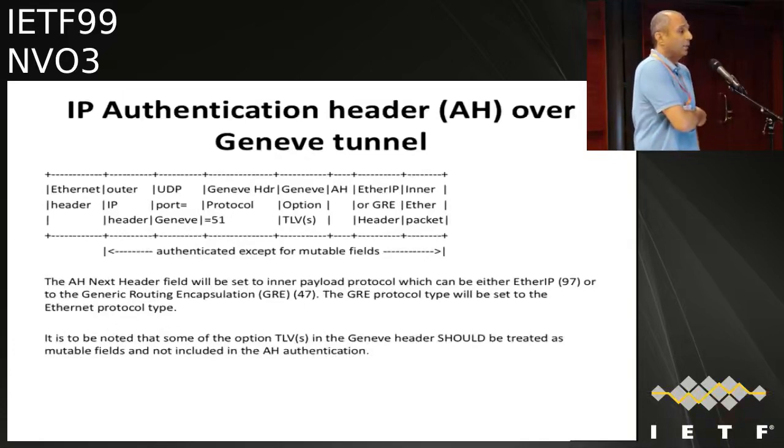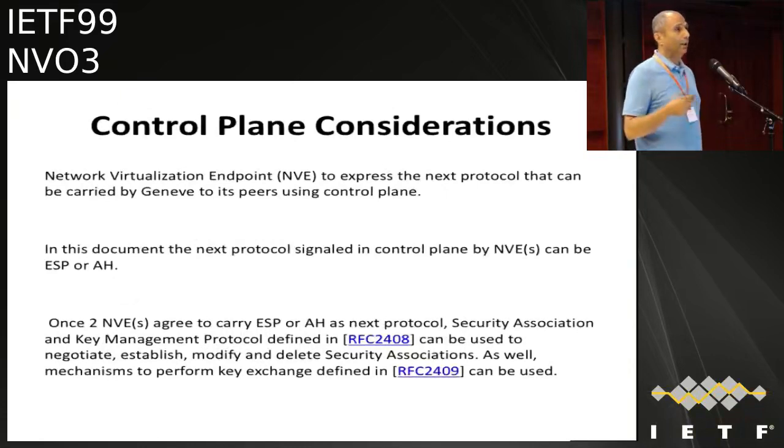Here, the control plane consideration is in the draft we are talking about. We are envisioning that there will be a control plane between the NVEs, whether centralized or distributed, that is going to be negotiating or signaling that the next protocol carried by Geneve will be ESP or AH. So now the endpoint will know that the Geneve tunnel will be carrying IPsec ESP or AH. That control plane, as mentioned in the other presentation, can be used to signal as well what kind of options we are going to be carrying on the Geneve tunnel.